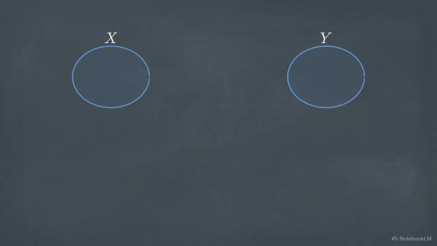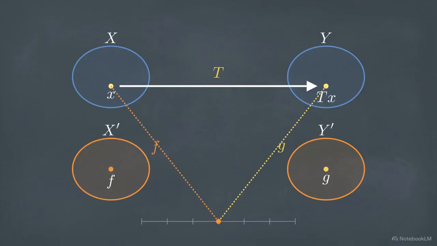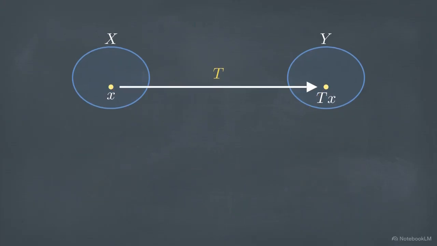A vector x in X maps to Tx in Y. We apply a functional g from Y' to measure Tx, yielding a scalar. This directly assigns input x a scalar, creating functional f. The adjoint operator, T cross, transforms output g into input f. This gives our formal definition. T cross applied to g, evaluated at x, is identically g evaluated at Tx.